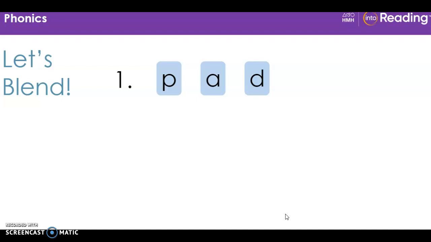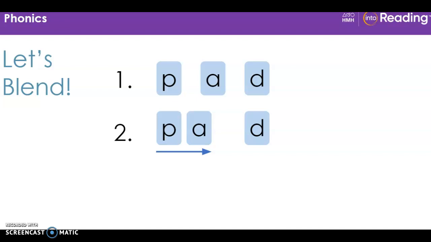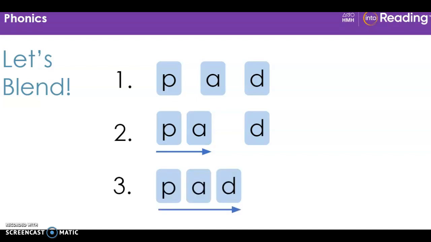Let's try again. Look at line 1. The letter P stands for the P sound. Let's slide over to the next letter in line 2. What sound does the vowel A stand for? Ah. How do you know? Because the word has only one vowel and it is followed by a consonant. Let's blend the two sounds. P, a, pa. Now let's blend all the letters together in line 3. Pad, pad. Read it with me. Pad. Let's do one more word together.